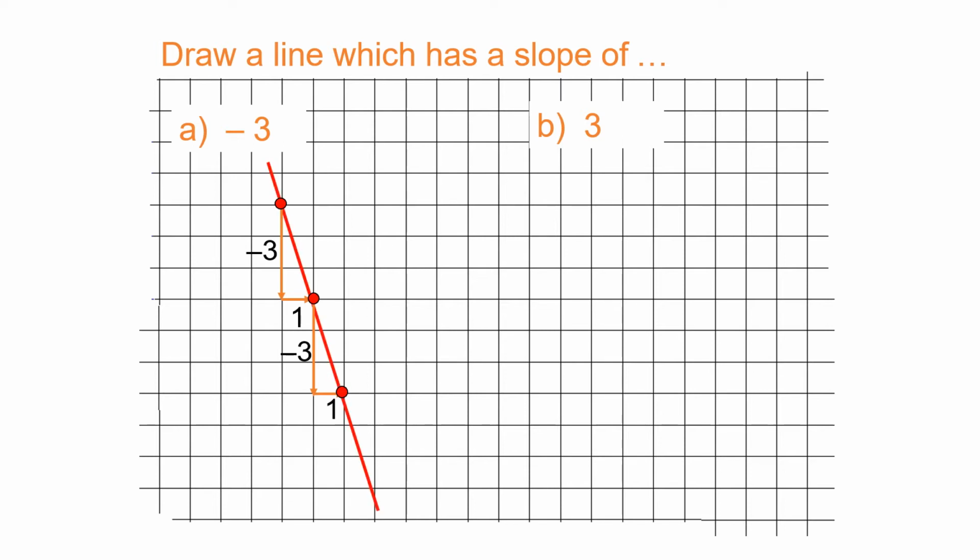Now what about positive 3? How's it going to look different from negative 3? So there we go. It's positive, so it's exactly the same steepness. If you were skiing down this one or you were skiing down this one, the steepness is exactly the same. It's the direction that's different. The negative means it's coming down. Positive from left to right is going up, but the steepness is the same when they're both a 3.